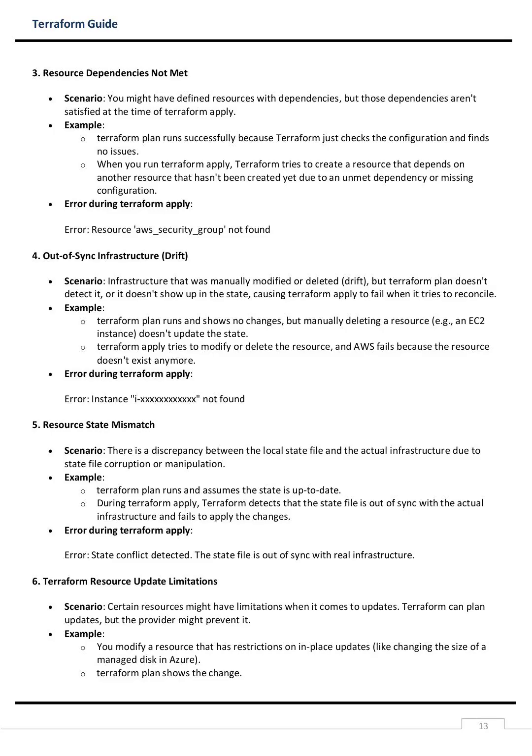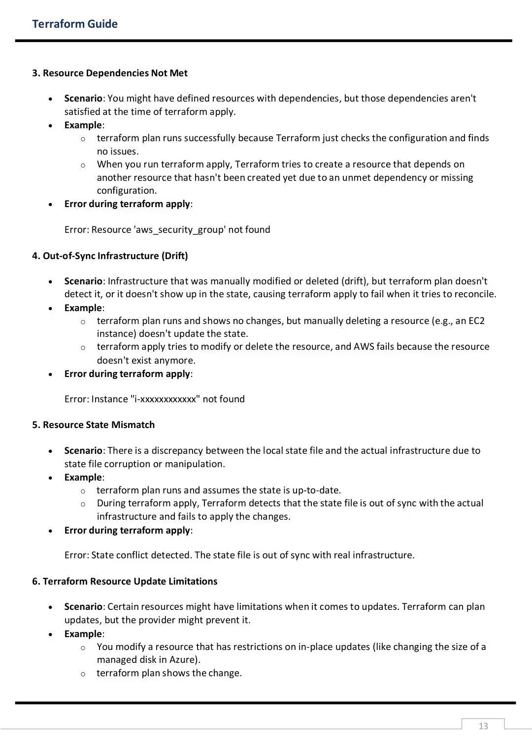Example: Terraform plan runs successfully because Terraform just checks the configuration and finds no issues. When you run Terraform apply, Terraform tries to create a resource that depends on another resource that hasn't been created yet due to an unmet dependency or missing configuration. Error during Terraform apply. Error: Resource aws_security_group not found. 4. Out of sync infrastructure. Drift.